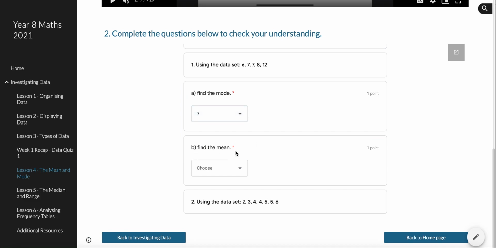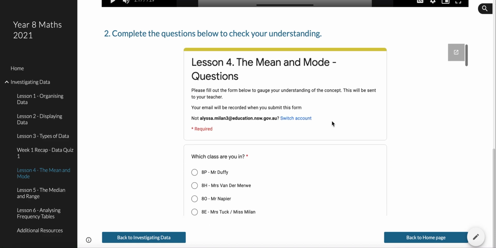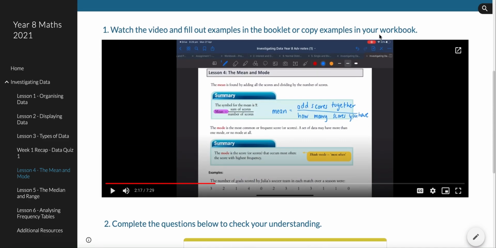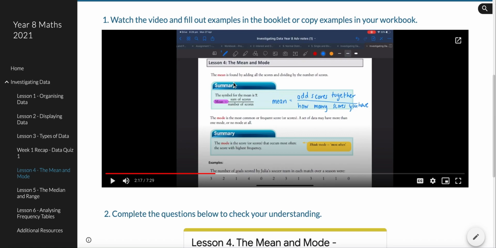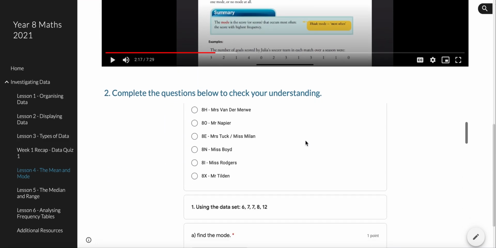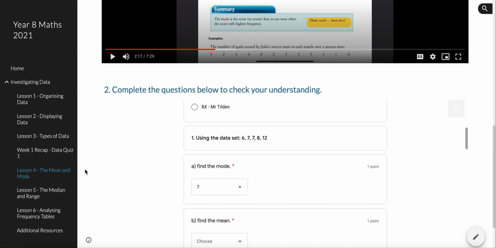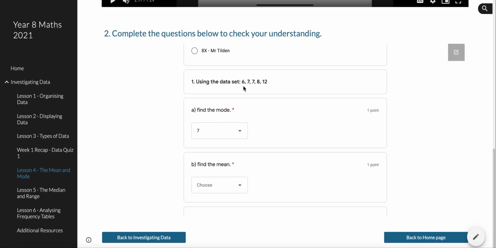And now find the mean. So the formula for mean, if we scroll back up to the video up here, is the sum of the scores divided by the number of scores. Okay, so we have to add all the scores together and then divide it by how many scores we have, the number of scores. So we need to add up all the scores first to get our numerator.